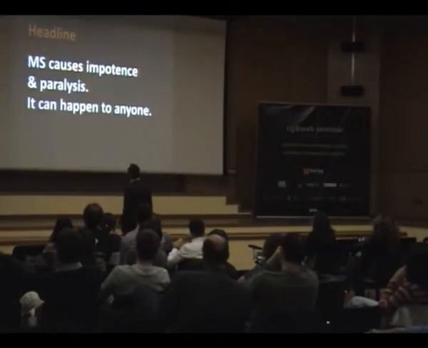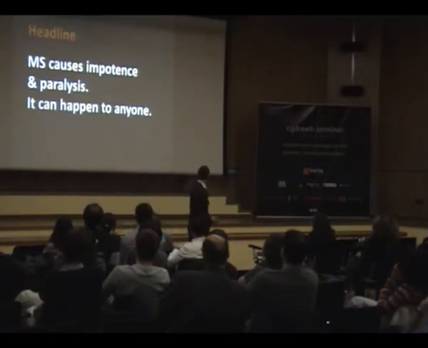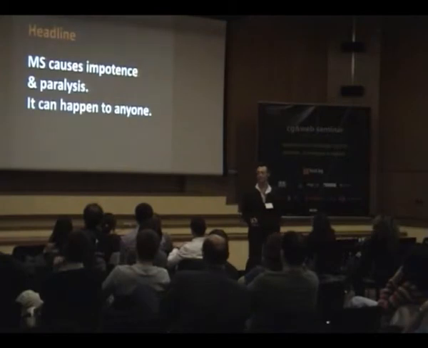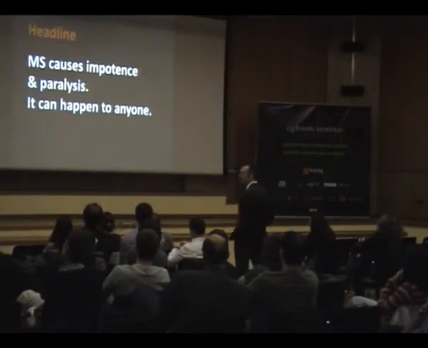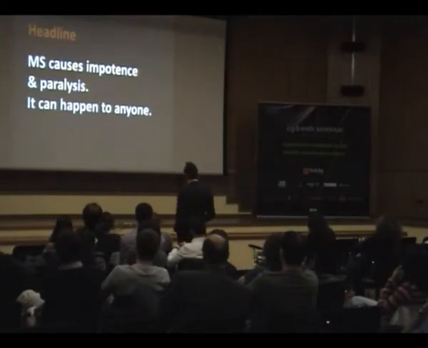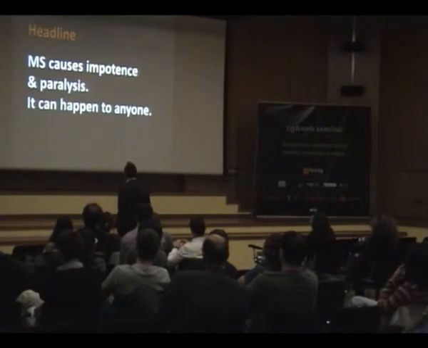All right, we put a headline to scare people maybe a little bit. Multiple sclerosis causes impotence and paralysis, because it does. And it can happen to absolutely anyone. There's nothing you can or can't do. You can't stop smoking, you can't stop drinking, and not get multiple sclerosis.